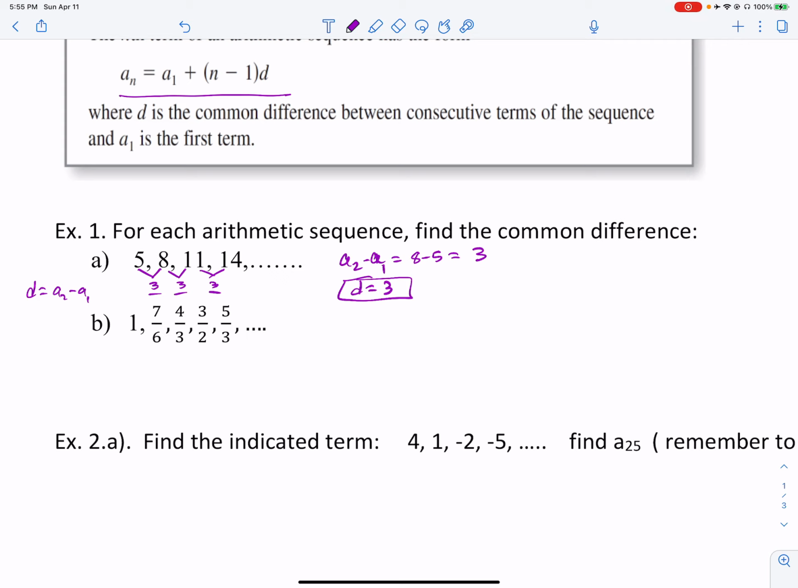In the next one, again, if we're checking to see if it's arithmetic, we want to take right term minus left term. 7/6 minus 1 is 1/6. 4/3 minus 7/6 is 8/6 minus 7/6, and again, that is 1/6. And 3/2 minus 4/3 is 1/6. 5/3 minus 3/2 is 1/6. If you work those out, you are getting common differences.